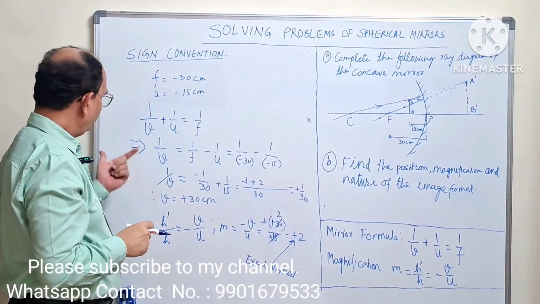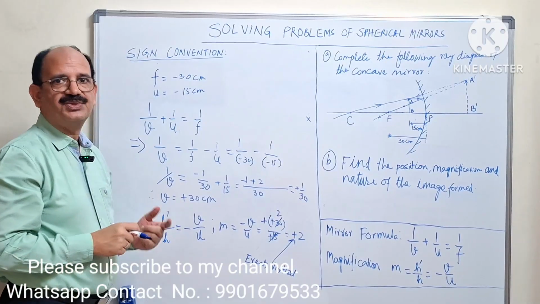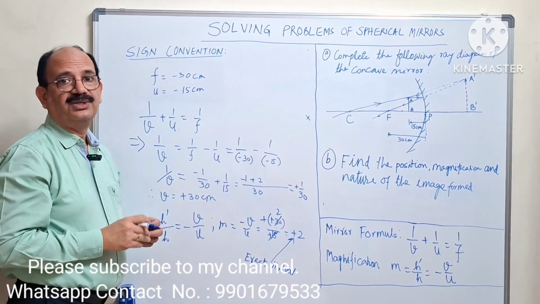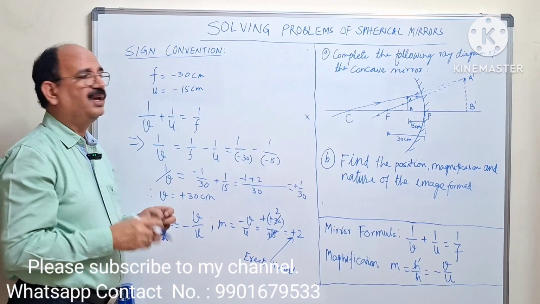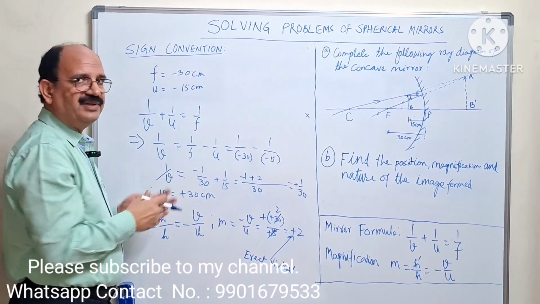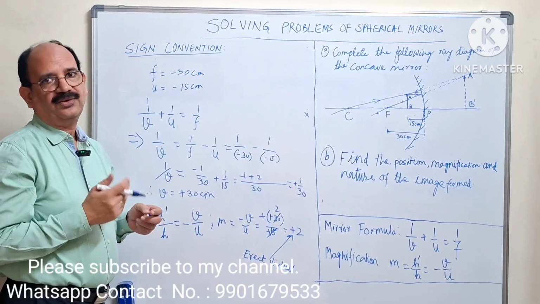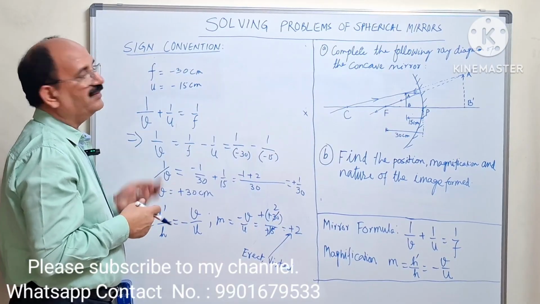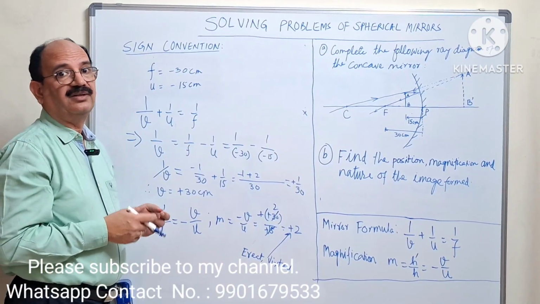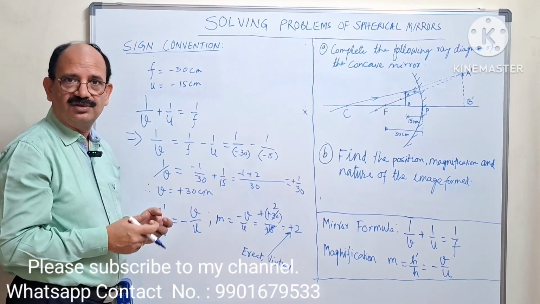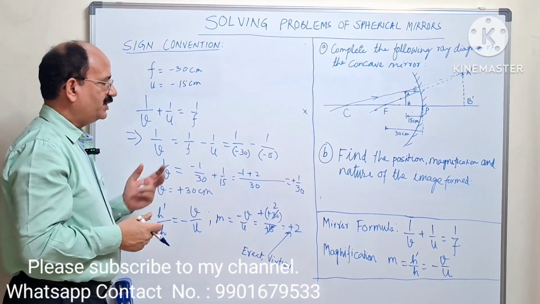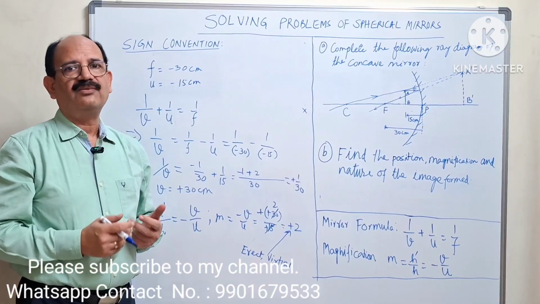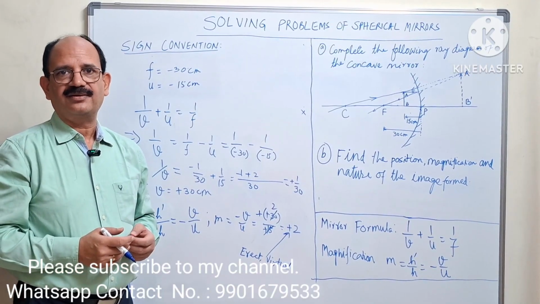So by using the right sign convention and putting the right signs in the measurements, you can find exactly what the position of the image should be, what the nature of the image will be, what the magnification of the image will be, and you can solve any problem related to spherical mirrors. The convention is the same for both concave and convex mirror. I would further extend it: the same convention is used when you are solving problems of spherical lenses also. Okay. So with this, I am hoping that you will have the confidence now to solve any problem related to the spherical mirror.